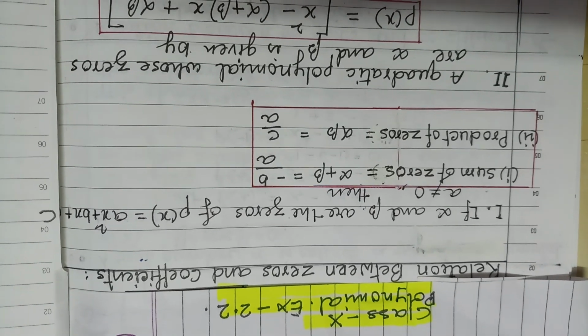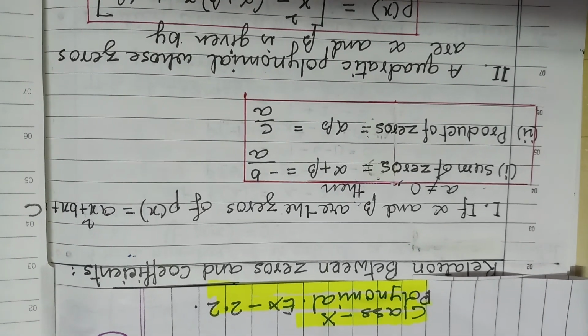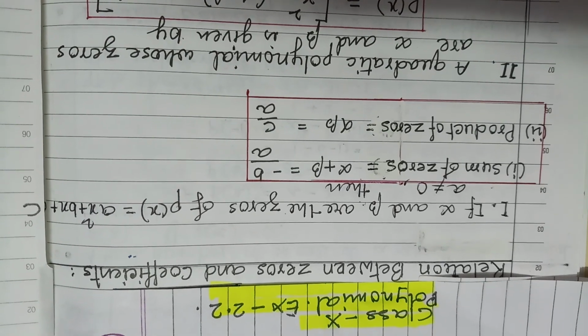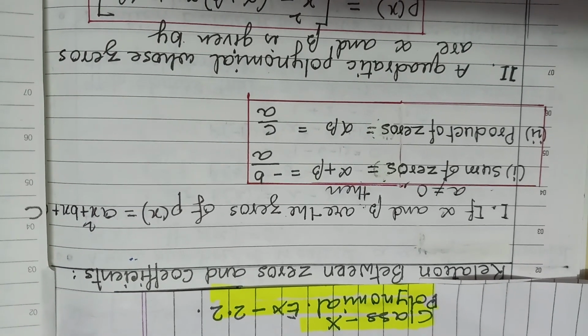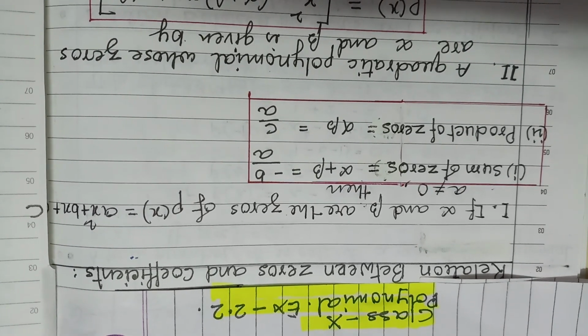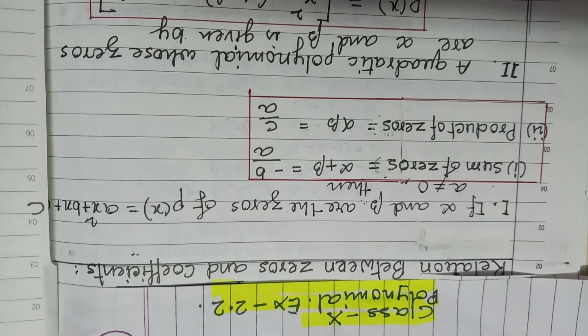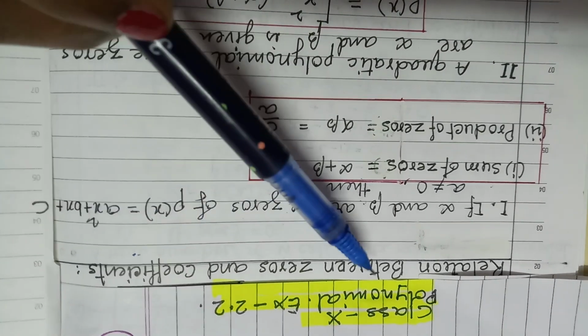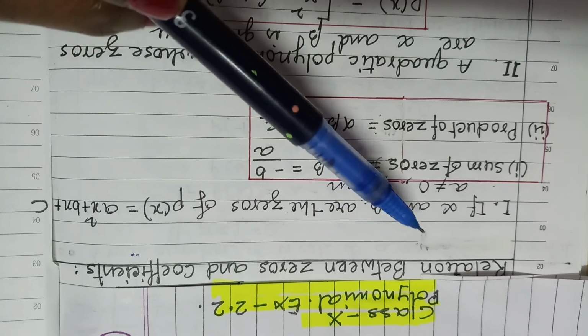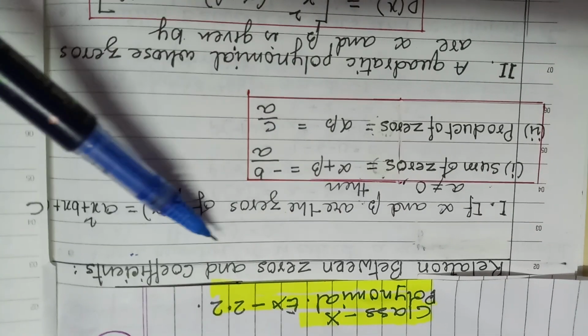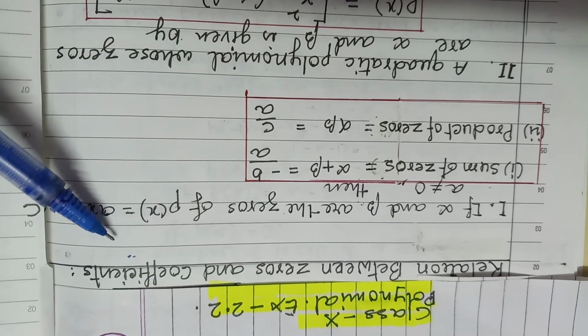Hello children. In the last video I explained the polynomial chapter 2. There I explained the types of polynomial and zeros of polynomial. Now here I am going to explain the relation between zeros and coefficients.